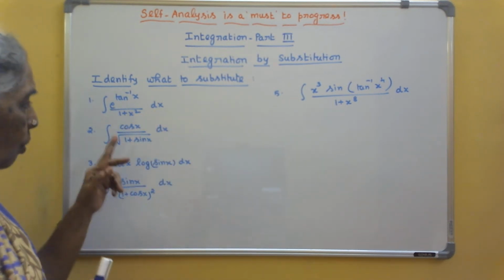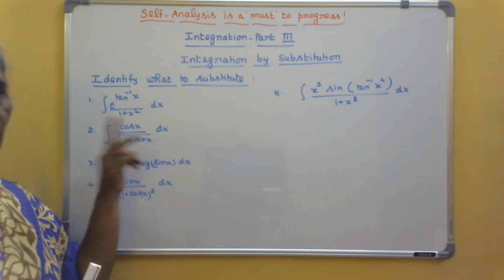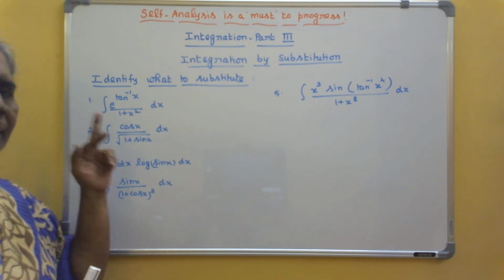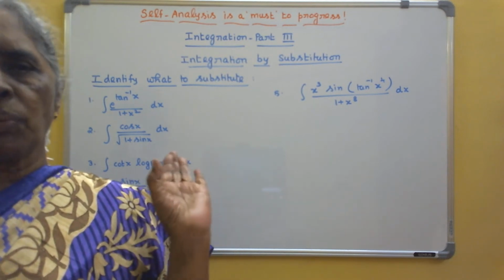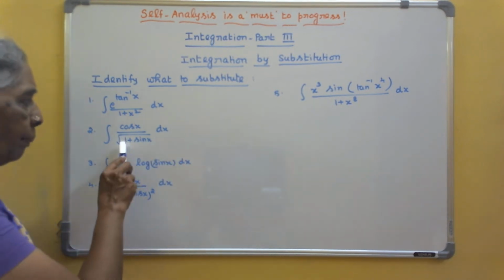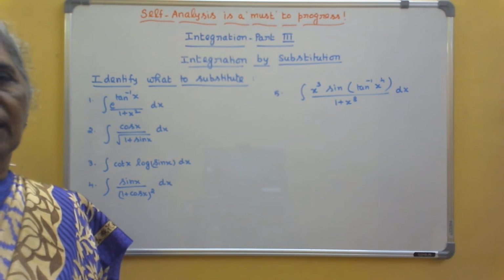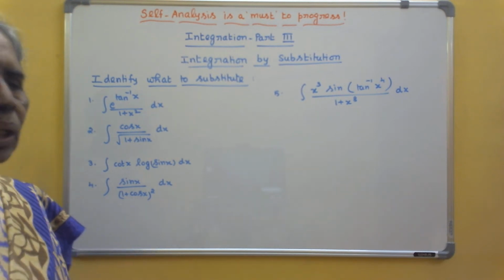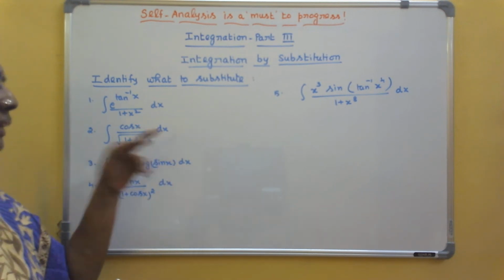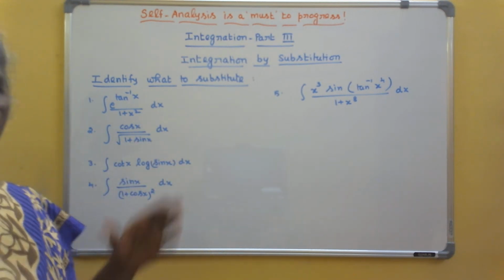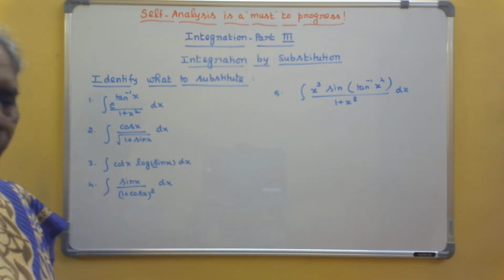Okay. Go to the second one. Cos x by root of 1 plus sin x dx. Remember, whatever is within the square root, we have to substitute. So substitute 1 plus sin x as t. What will happen when you differentiate? Cos x will become the differentiation, isn't it? So cos x dx will become dt. So you can proceed further easily.